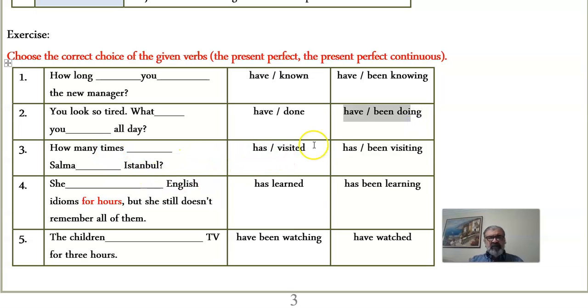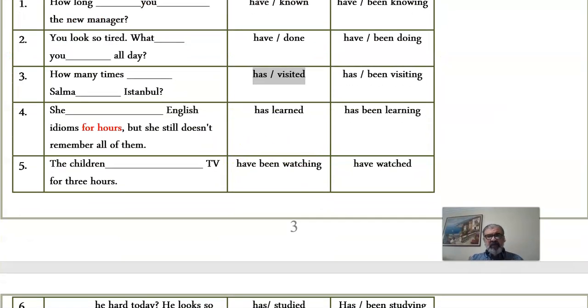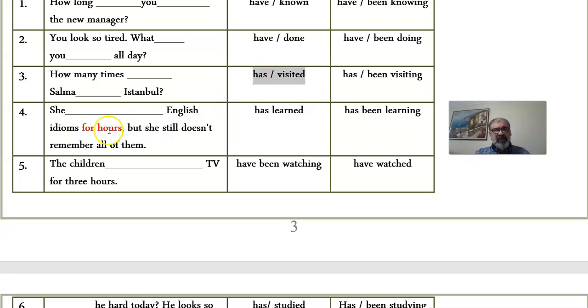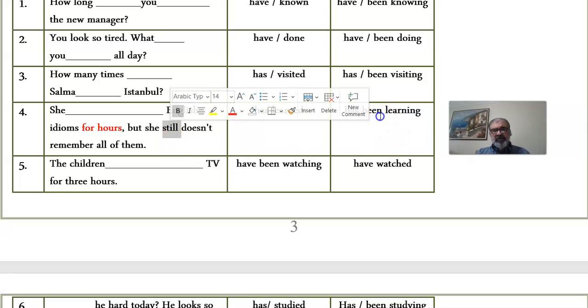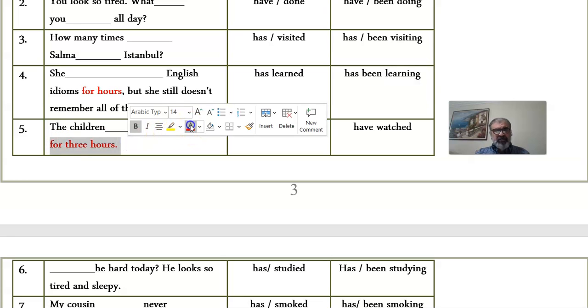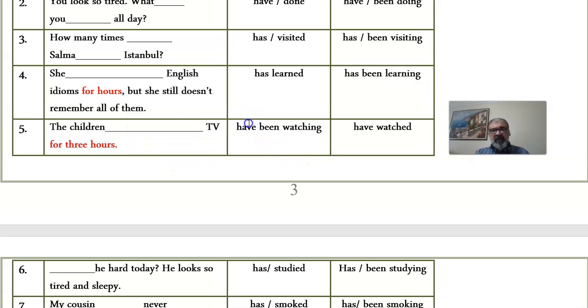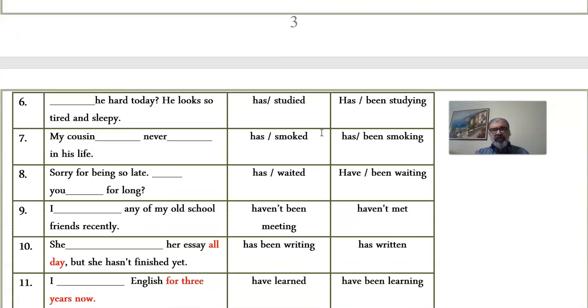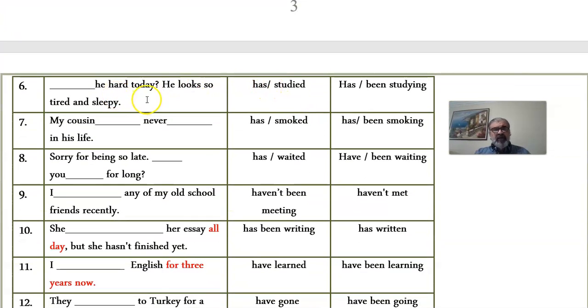How many times? Again, how many times has Selma visited Istanbul? Now, she has been learning English idioms for hours, but she still doesn't remember all of them. The children have been watching TV for 3 hours. This is a real indication of a duration. So you say have been watching. Let's go down to number 6. Has he been studying hard? He looks so tired. Or has he studied hard?